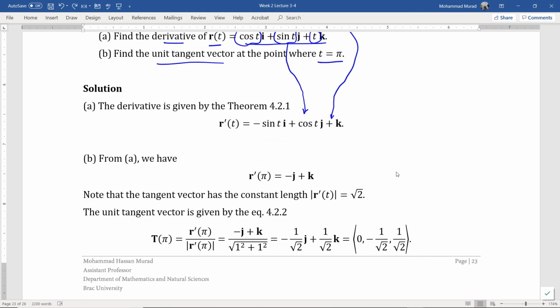Now to calculate the unit tangent vector at a given moment, from part A we have r prime of pi equals negative j plus k, which is simply obtained by substituting the t value pi into this equation. We note that the tangent vector has constant length, namely square root of 2. The unit tangent vector is then given by equation 4.2.2. T of pi equals r prime of pi over the magnitude of that vector, which gives this vector.